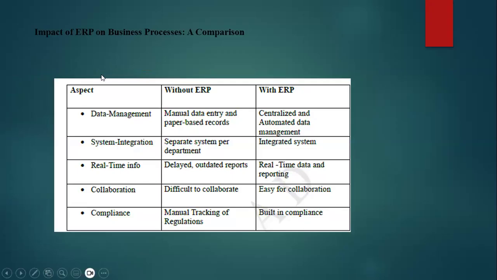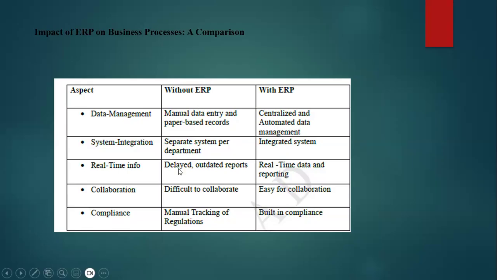Now, what is the difference between without ERP and with ERP? In the aspect of data management, without ERP, we have to do manual data entry and keep paper-based records. But with ERP, there is centralized and automated data management. In the aspect of system integration, without ERP there would be a separate system per department, meaning the inventory person will have a different system and the sales person will have a different system. But with an ERP system, there is an integrated system. All the people use only one system, so that each and every person in the various departments can see the in and out of, maybe, the monetary side or the material side. So it has real-time info.